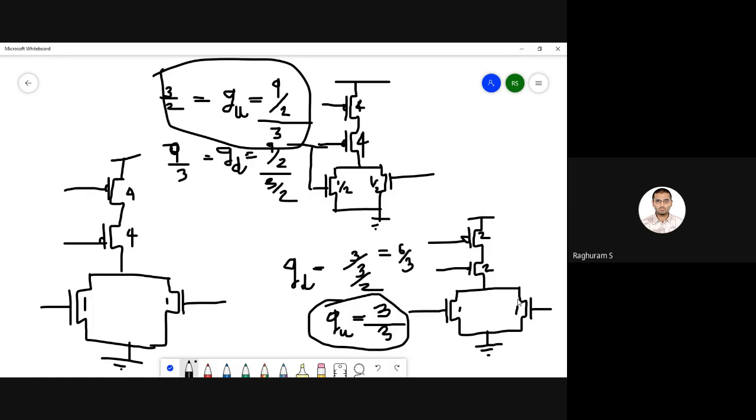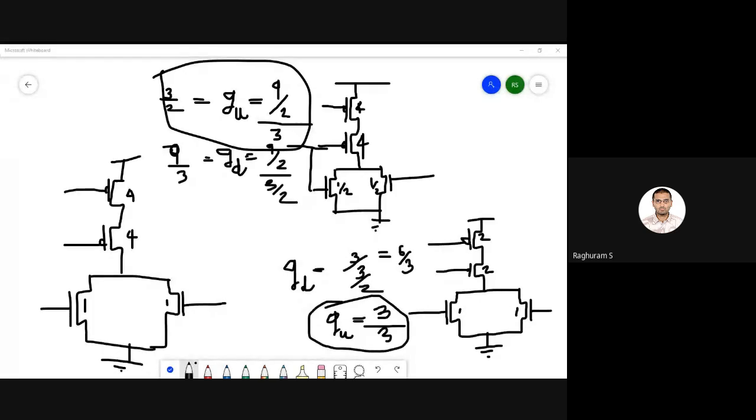Okay, so next we will continue with the ratioed circuits. Okay, so we'll stop this now.